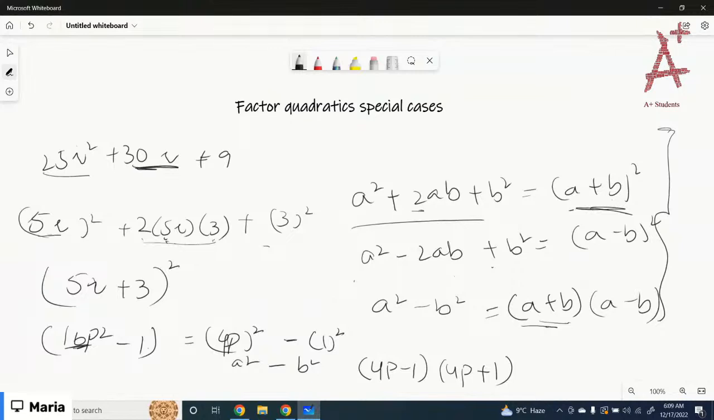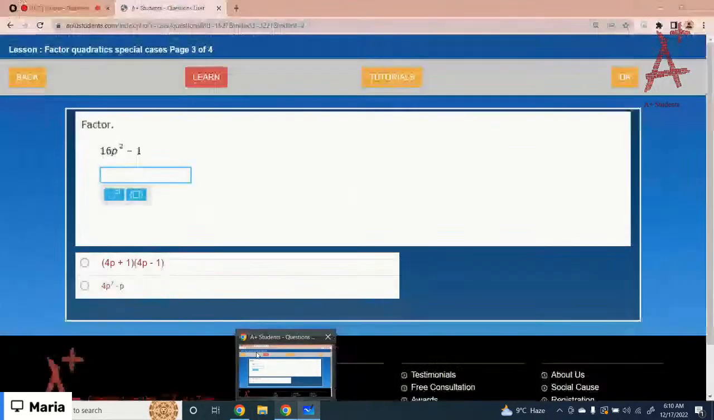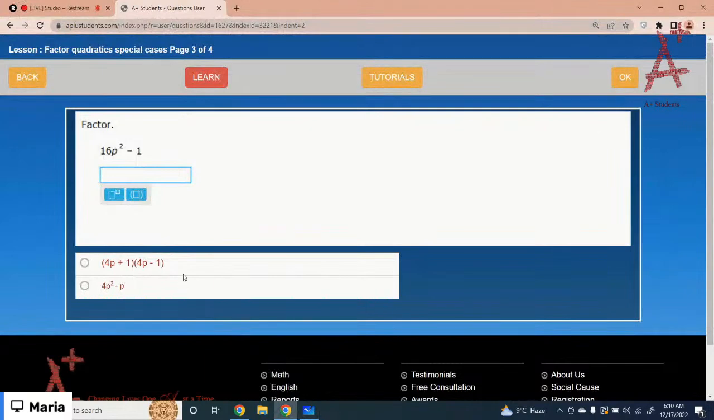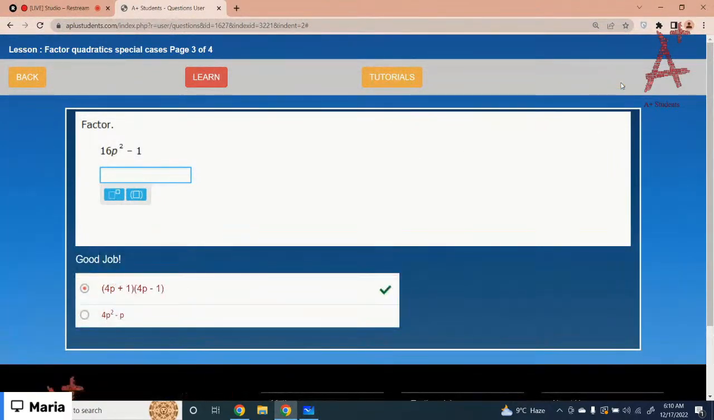If you have any question, please write the question in the chat box. I'll answer all your questions if you have any. So it would be 4p minus 1 and 4p plus 1. Got it? The first option is the correct one, 4p minus 1 and 4p plus 1.